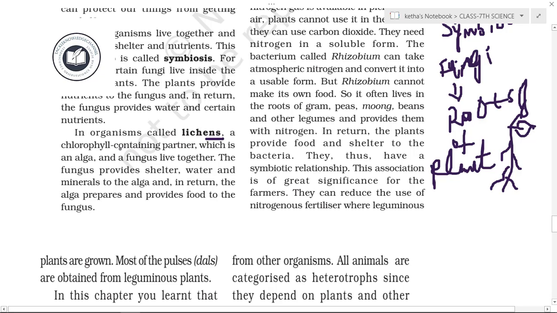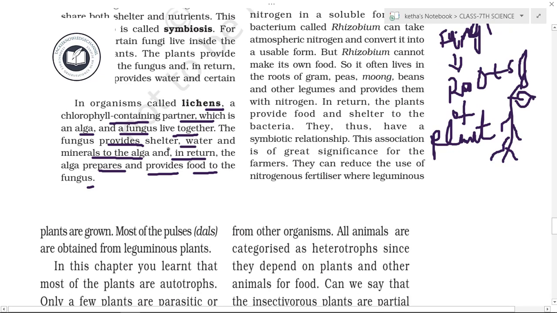An organism called lichen has a chlorophyll-containing partner, which is an alga, and a fungus that live together. So algae and fungi live together. The fungus provides shelter, water and minerals to the algae, and in return the algae prepares and provides food to the fungus.